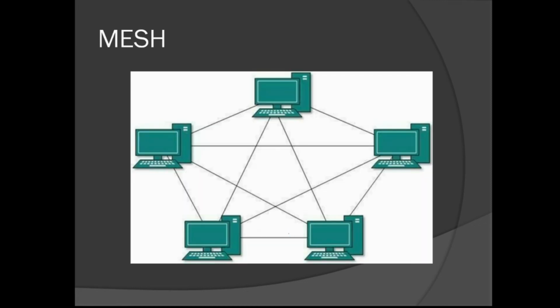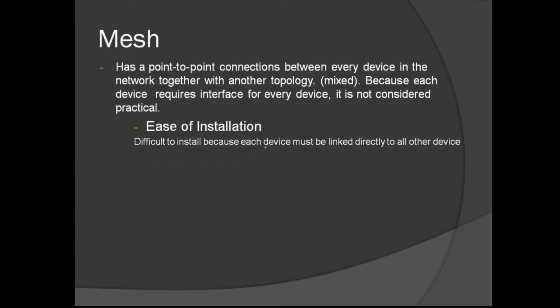As you can see, this is a combination of ring and star topology. There's a link on the ring topology, and also we have it on the star topology. In terms of ease of installation, it's difficult to install because you are doing two topologies at the same time. So basically, you're doing two networks at the same time.